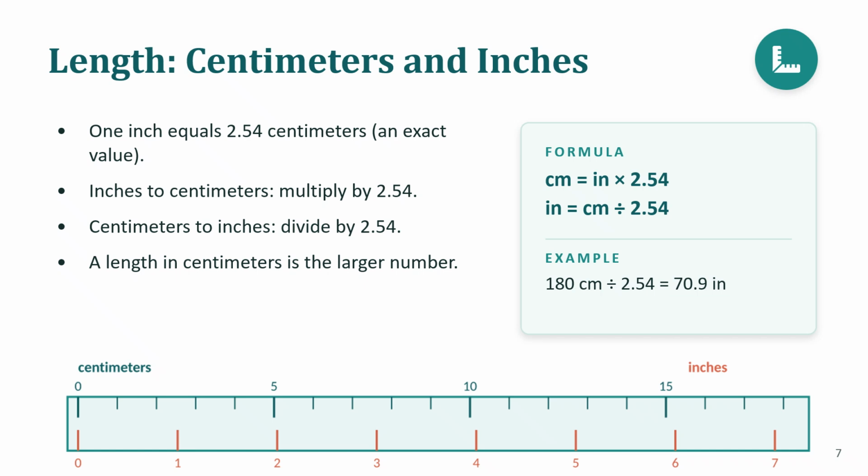The ruler shown here lines up centimeters and inches, so you can see that 2.54 centimeters fits into 1 inch. Keep the factor 2.54 firmly in mind since it is exact and never changes, and decide multiply or divide based on which unit is larger.